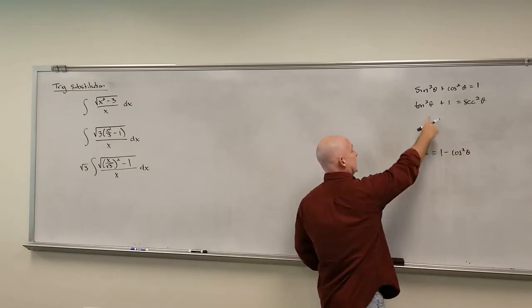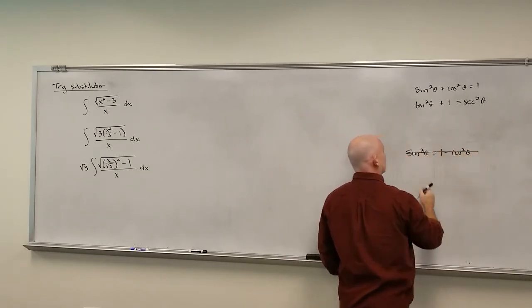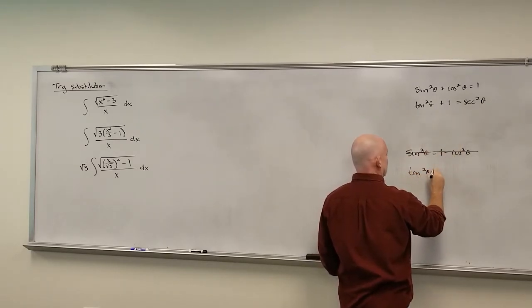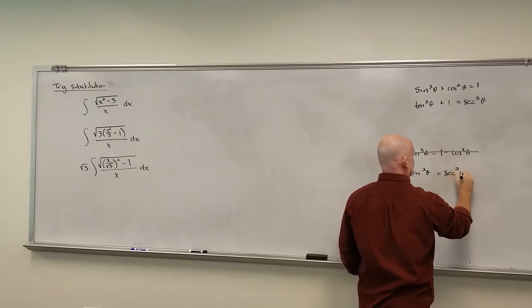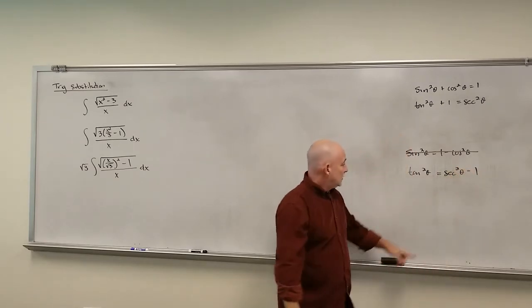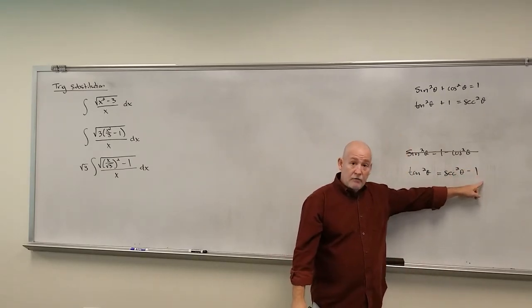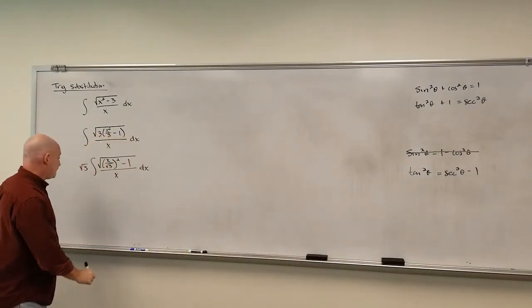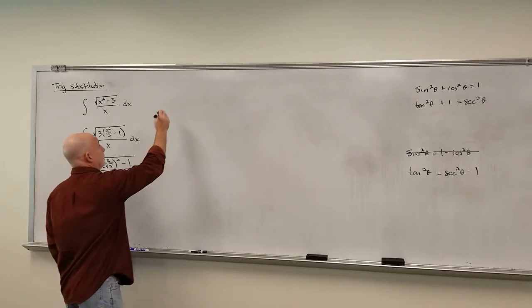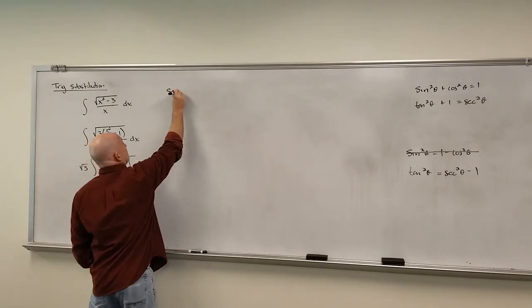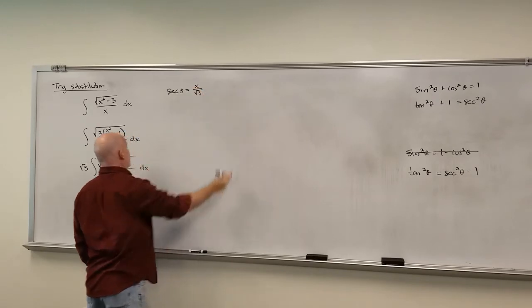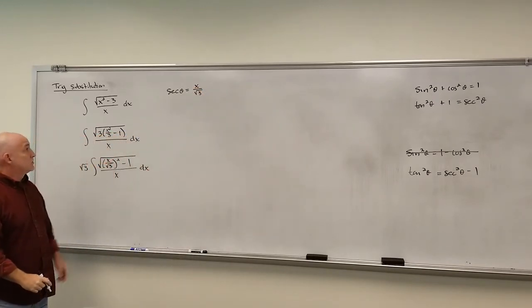But if I take the second one and move things over, I get that tangent squared theta is equal to secant squared theta minus 1. There we go, we have a function squared minus 1. So now we know what substitution we should try. I guess I'll put it up here just for room's sake. So I'm going to use secant of theta is equal to x over the square root of 3, whatever that function is being squared.